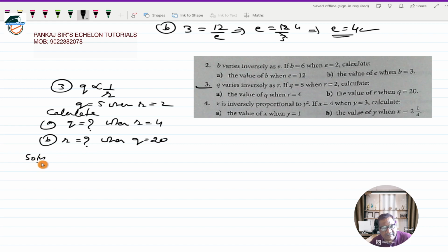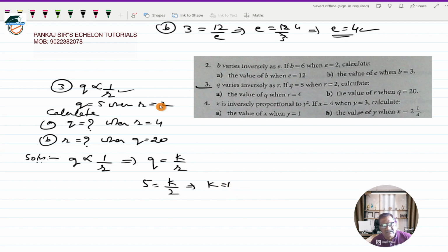So the solution will be: start with this, q is inversely proportional to r. This can be written as q is equal to k upon r. Now I am going to use this. Q is 5 and r is equal to 2. So 5 is equal to k upon 2. This gives me k is equal to 10. Now this I am going to use in this formula. Q is equal to 10 upon r.